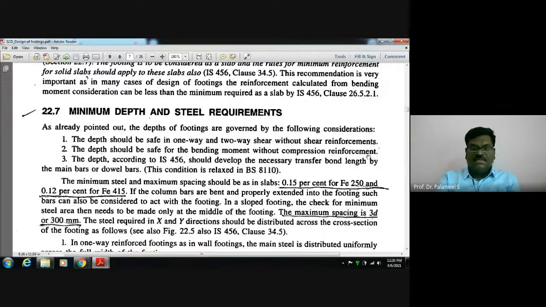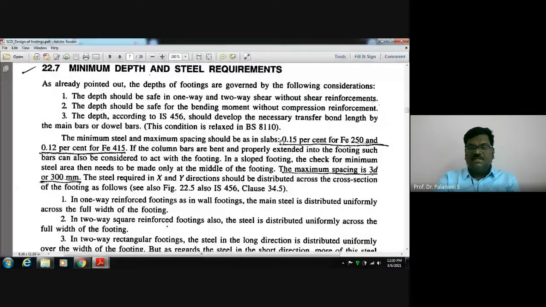Okay, and then the other third point is not important: the steel provided. These are the points you should keep in mind to determine the depth of footing. The steel provided should not be less than 0.15% for Fe250 steel and 0.12% for Fe450 steel. That also we are going to check, whether the reinforcement obtained is more than 0.12% or not. This is a minimum requirement as in a slab. The same requirement was there for slabs. Okay, that we are going to check.